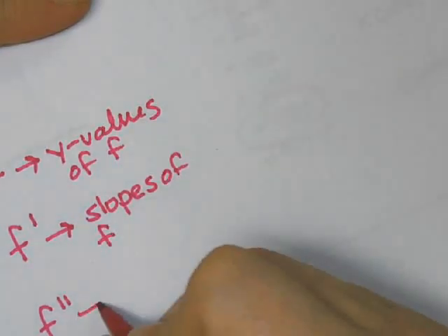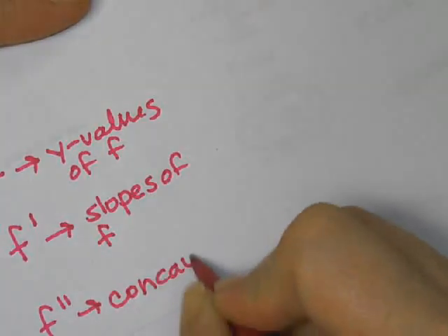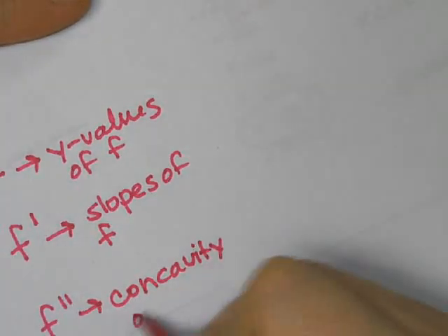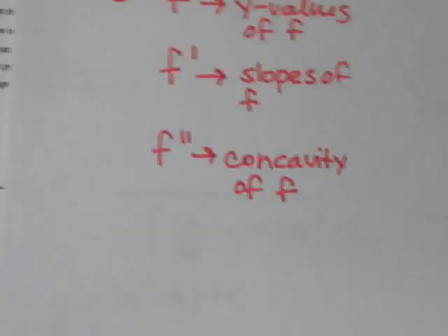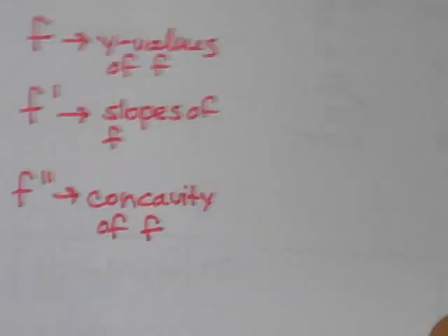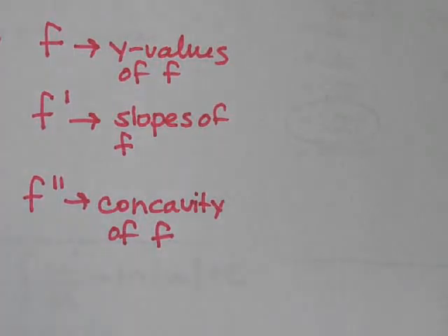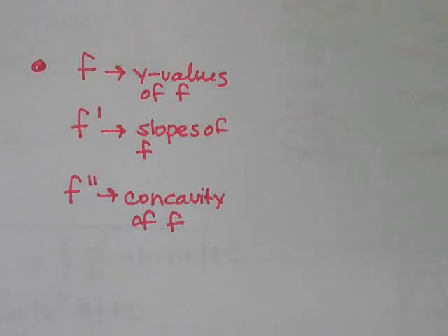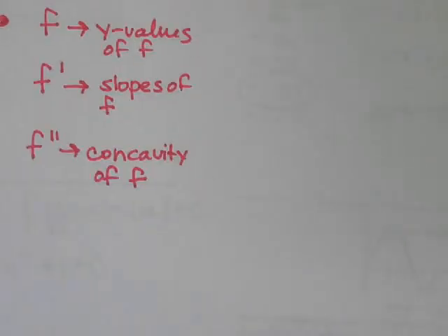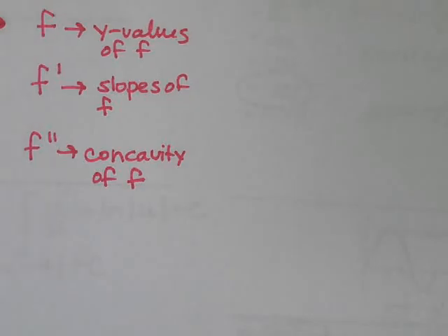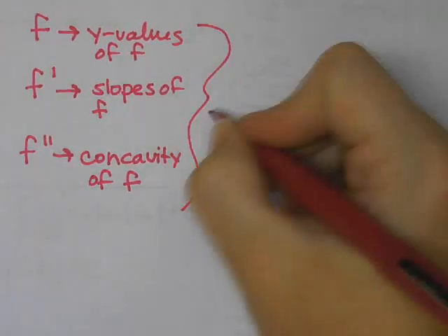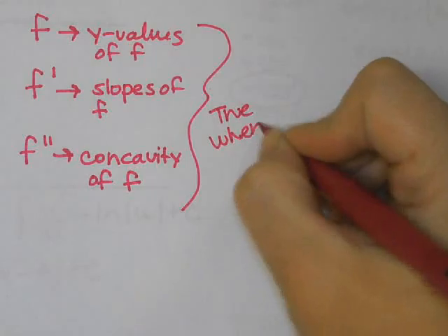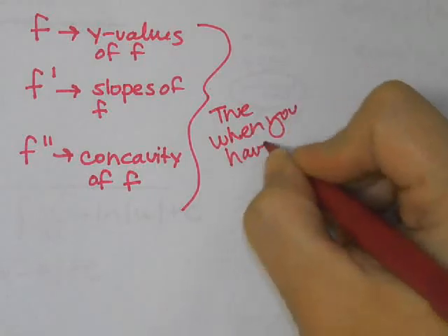Right? So when you have the graph of the derivative, here's what happens when you have the graph of the derivative. The y values of the derivative are the slopes of f. And the slopes of the derivative are the concavity of f.